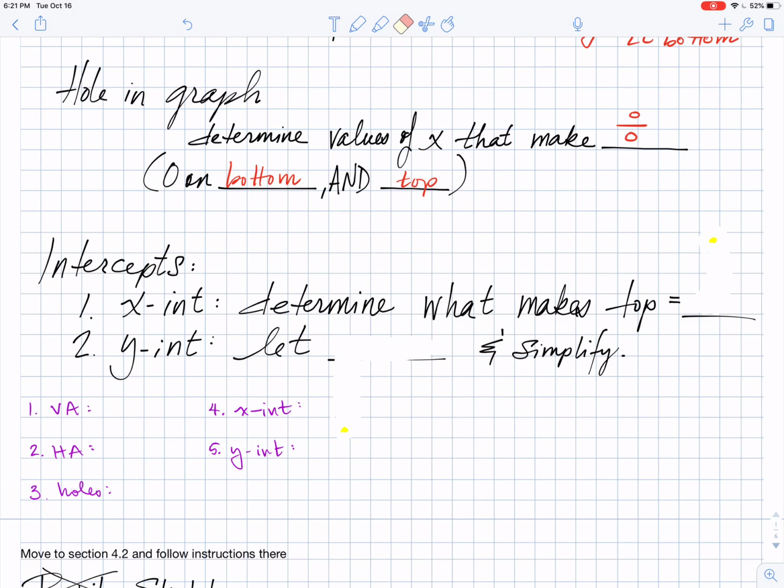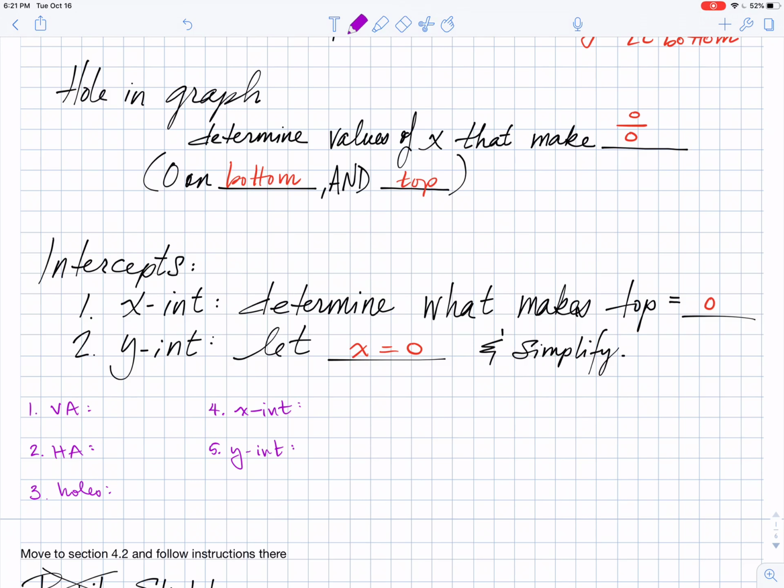For x-intercepts, you want to determine the x value that will make a 0 on top. And then for y-intercepts, you want to let x equal 0 and simplify. That one shouldn't be such a surprise because we talked about the exact same thing in our polynomials section.